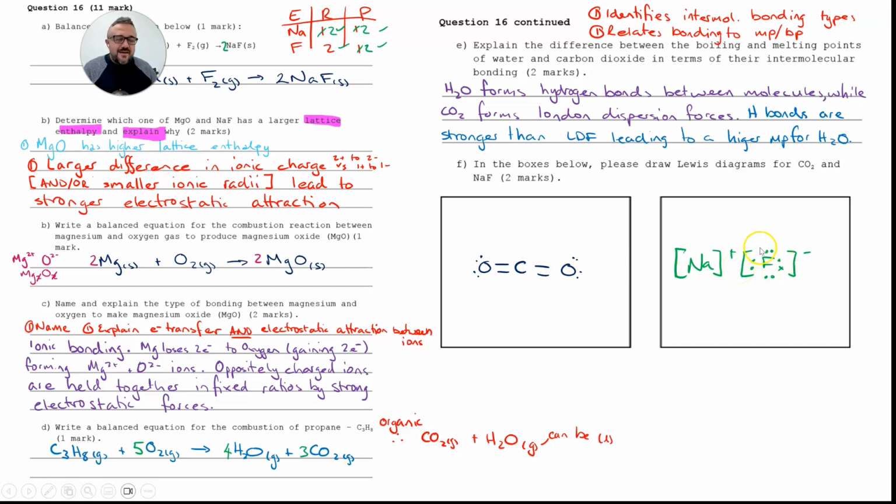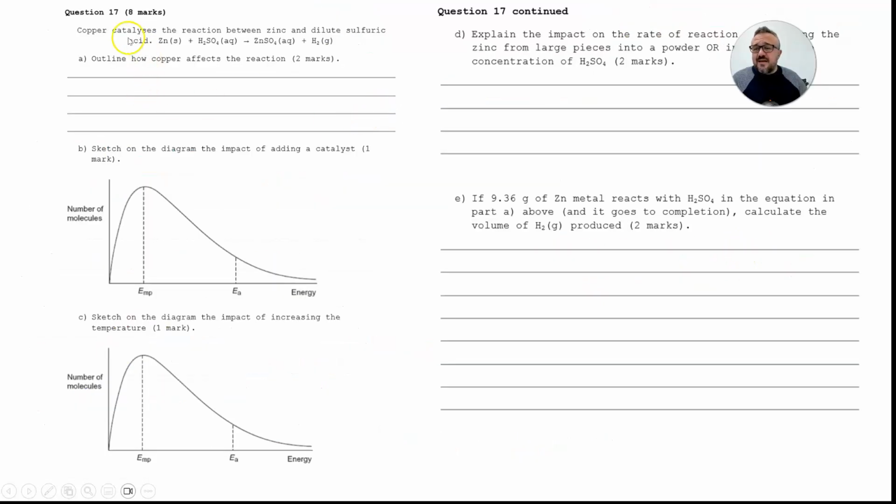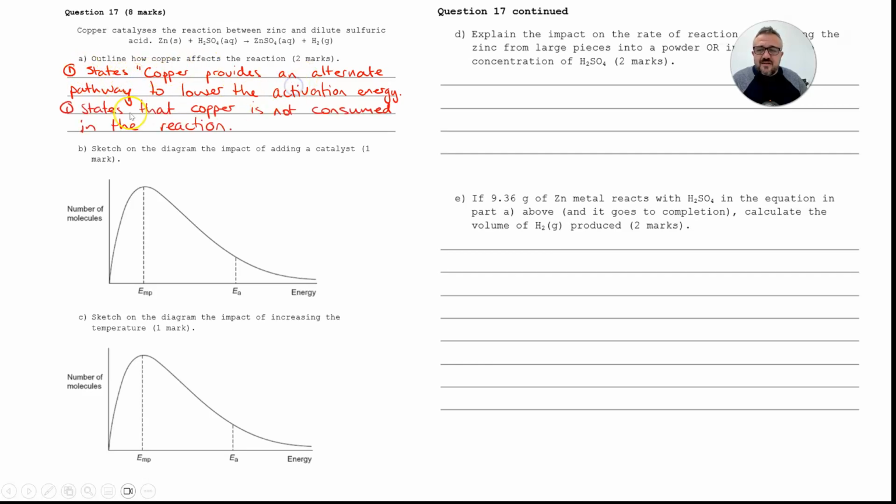Lewis structures for organics and covalents. Covalents and ionics. All right, question 17. Copper catalyzes the reaction between zinc and dilute sulfuric acid. Zinc solid plus sulfuric acid goes to zinc sulfate plus hydrogen gas. Outline how copper affects it. So an outline is less detailed than an explanation. So we state 1 mark for saying copper provides an alternative pathway to lower the activation energy, and then you could say that copper is not consumed in the reaction, and that's how copper affects the reaction.